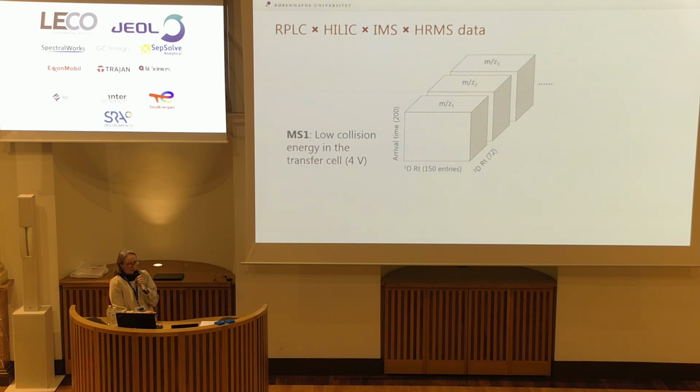So the data looks like this: you have your first dimension retention time here, reverse phase. Then you have your second dimension retention time, HILIC. Then you have your arrival time distribution, in this case around 200 bins. And then you have all the exact masses that are picked up by the time of flight. And the number here depends a little bit on the number of ions striking the detector and also on the electronic noise. So it's a high number.